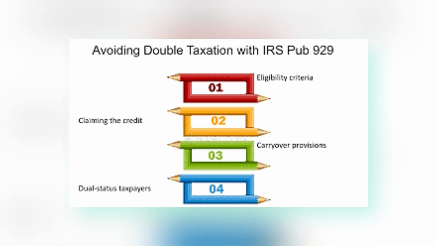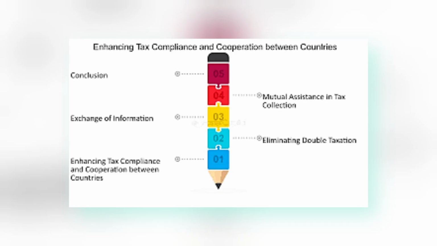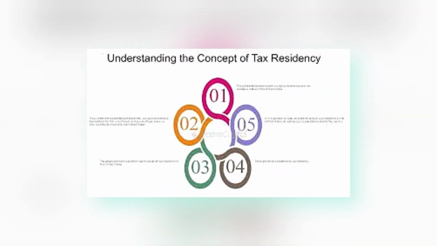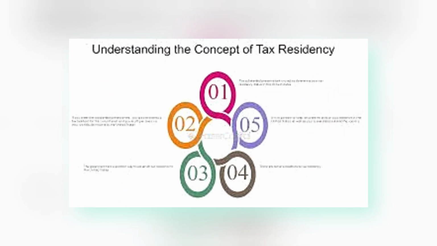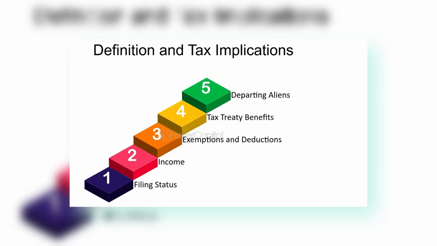What is IRS Publication 929, Tax Rules for Children and Dependents? IRS Publication 929, Tax Rules for Children and Dependents is a document published by the Internal Revenue Service, IRS. It describes filing requirements for children and other dependents who have income of their own to report. Understanding IRS Publication 929, Tax Rules for Children and Dependents.